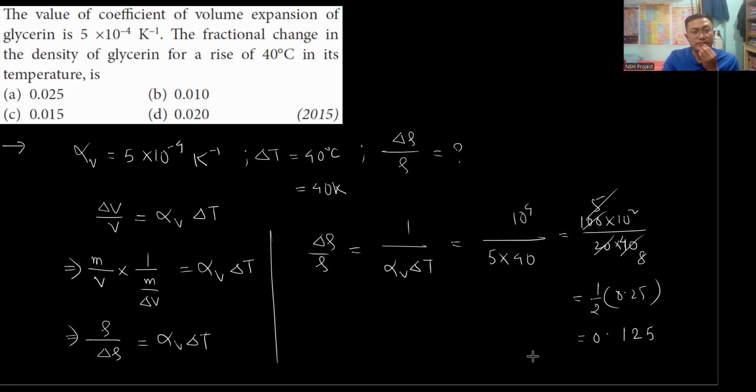0.125, and the answer is 0.020. Option number D is 12.5, which means 0.125. 100 by 8, 100 by 4 is 25.